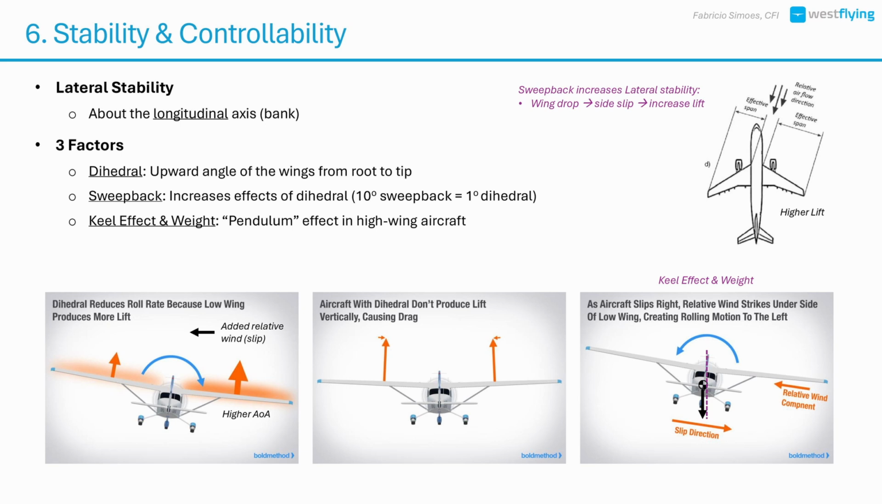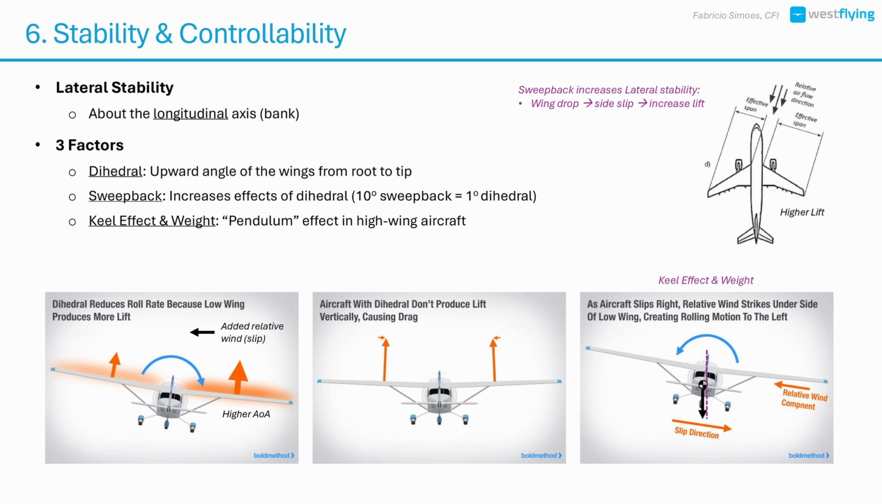Sweep back. Even a slight sweep of the wings toward the rear improves lateral stability. That's because the lower wing in a side slip presents more surface area to the relative wind, generating more lift and bringing the wing back up. A good rule of thumb is that about 10 degrees of sweepback offers the same stabilizing effect as 1 degree of dihedral. Keel effect and weight.